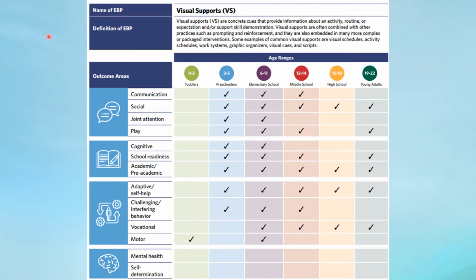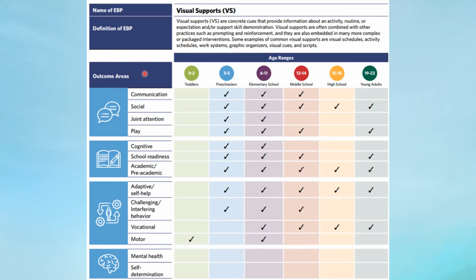It also gives us the framework for the evidence-based practice of visual support. I can see that visual supports is an evidence-based practice that's used primarily from preschoolers through young adults or that late high school age. There is some evidence of visual supports used for motor skills in toddlers, but for our talk, we're focusing primarily on preschoolers through young adults.